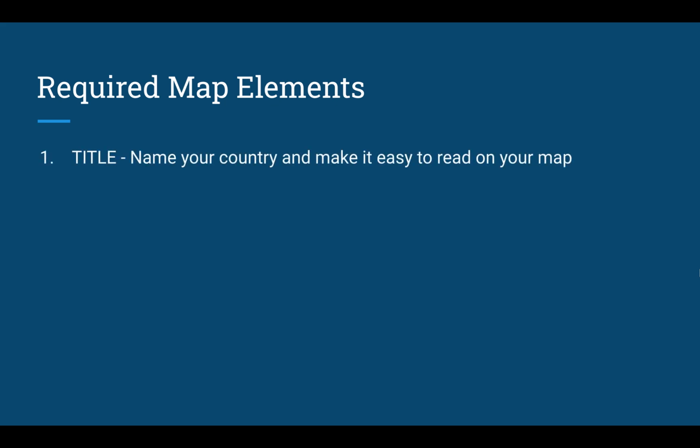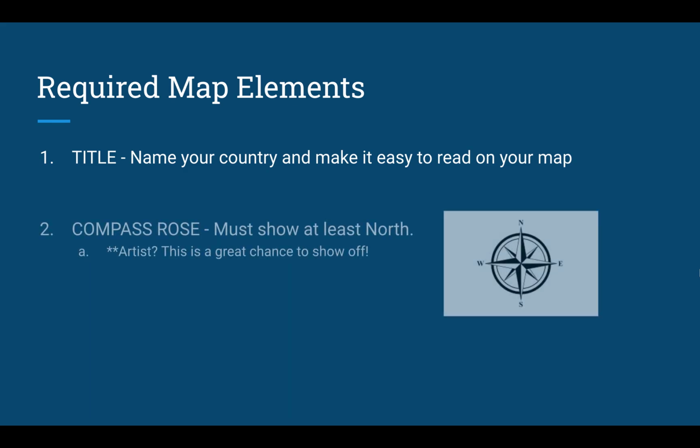All right, your required elements. First of all, it needs a title. Make sure you name your country. Make sure it's very easy to read on your map, nice and big. You need a compass rose. If you're an artist, once again, this is a great chance to show off. There are some really cool compass roses out there, very ornate pieces on a map. Or, like me, you could just draw an arrow that points up and put an N on top.